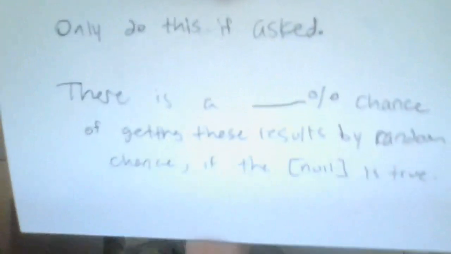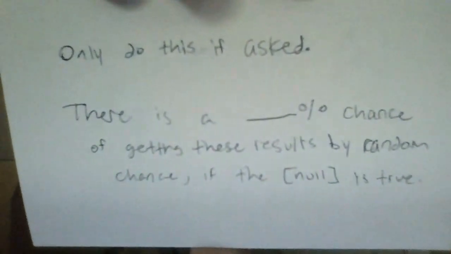Now you might think, oh, that's what you do for rejecting or failing to reject a null. No, that's not the same thing. This is something that you don't have to do that often either, and you only do it if asked. If it says interpret the p-value, if that's like point C of FRP, then you would say there is a blank % chance of getting these results.